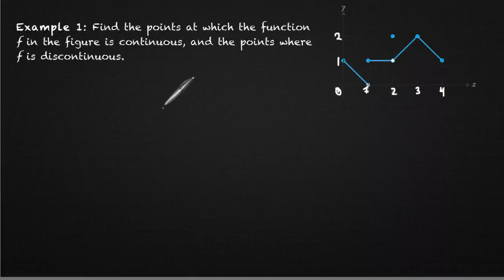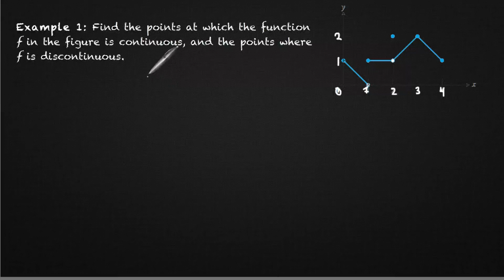Okay, today we're going to be talking about continuity, and essentially we are going to try to figure out a definition for continuity, how to determine whether a function is continuous at certain points. So example 1 is a pretty easy example. Find the points at which the function f is continuous and the points where it is discontinuous.